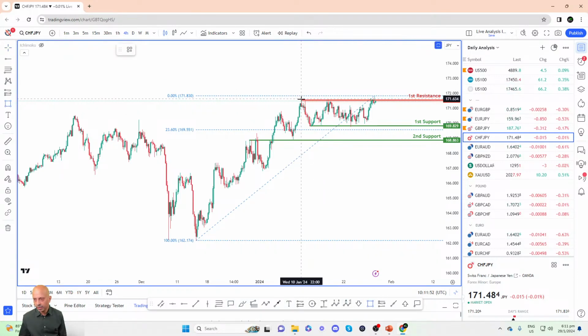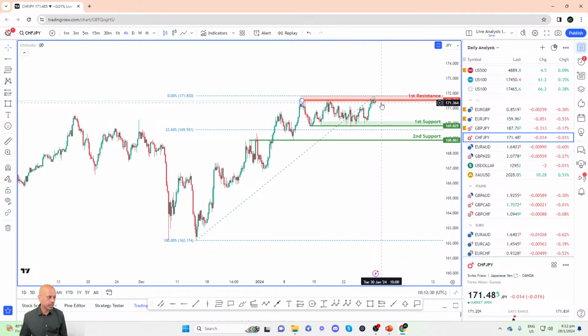Do take note that this is indeed a pretty significant support, resistance zone for the franc yen over the last 10 trading days or so. Just take note of that. So we could see price reverse off this level and continue to drop lower. Where it could find support would be, there's a pretty decent support zone here, between 170.10 and about 169.80.